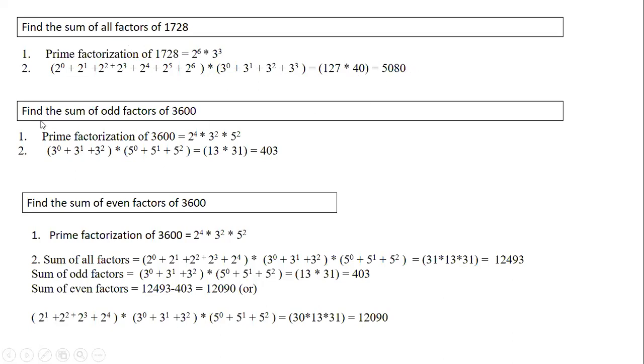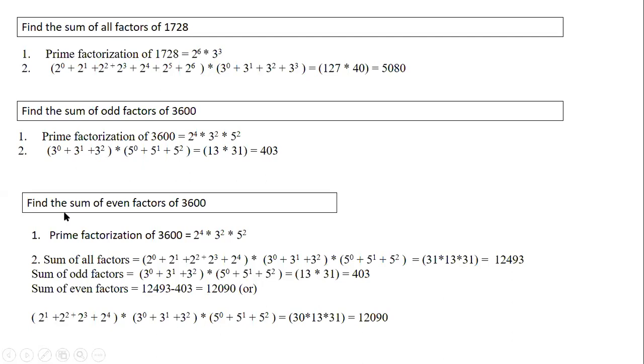Now, sum of odd factors of 3600. Prime factorization will be 2 power 4 into 3 square into 5 square. And now again we are going to expand it. But since we want only the odd factors, we can leave the even number aside. So for the odd numbers, 3 and 5: 3 power 0 plus 3 power 1 plus 3 square, into 5 power 0 plus 5 power 1 plus 5 square. Now the first sum is 13, and the second sum is 31. So your final value will be 403, which is the sum of odd factors of 3600.